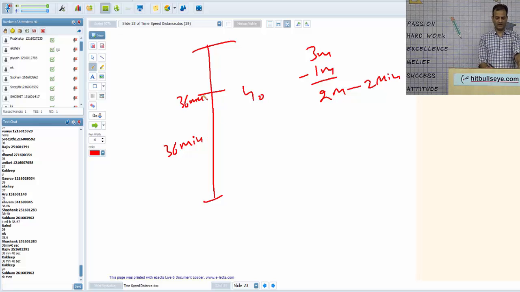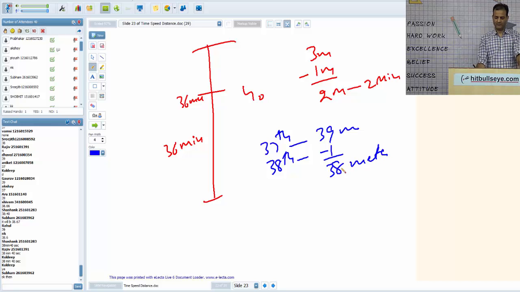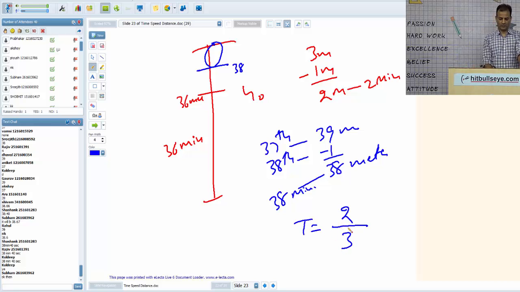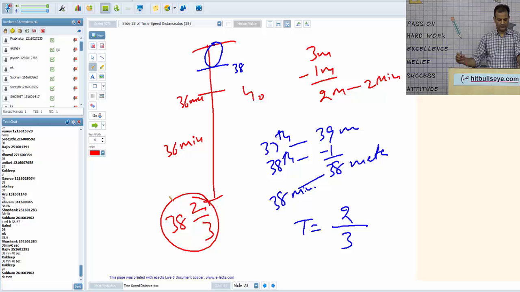So in 37th minute his jump will be 3 meter. So in 37 minutes he will be at 39 meter. Then in 38th minute he will fall back by 1 meter. So that means in 38 minutes he will be at 38 meter. 38 minute. Clear? 38 meter. Now distance remaining is 2. Speed of the monkey is 3. So time will be 2 by 3. So the real answer, friends, is 38 2 by 3 minutes. So none of these should be the answer.